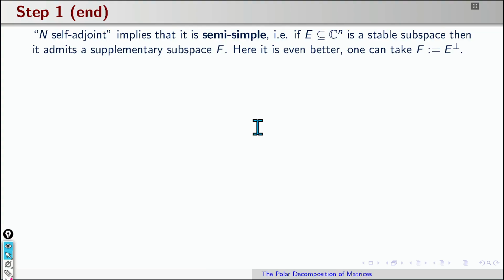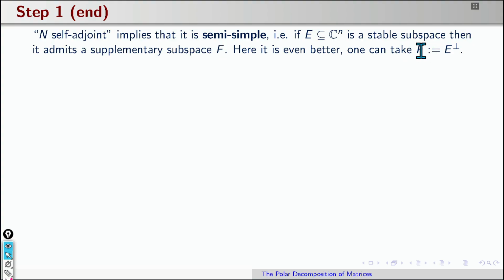We can say more about the origin of this relation, is that a matrix is self-adjoint if it's semi-simple. It means if you have a stable subspace, then there exists a supplementary subspace that is also stable.